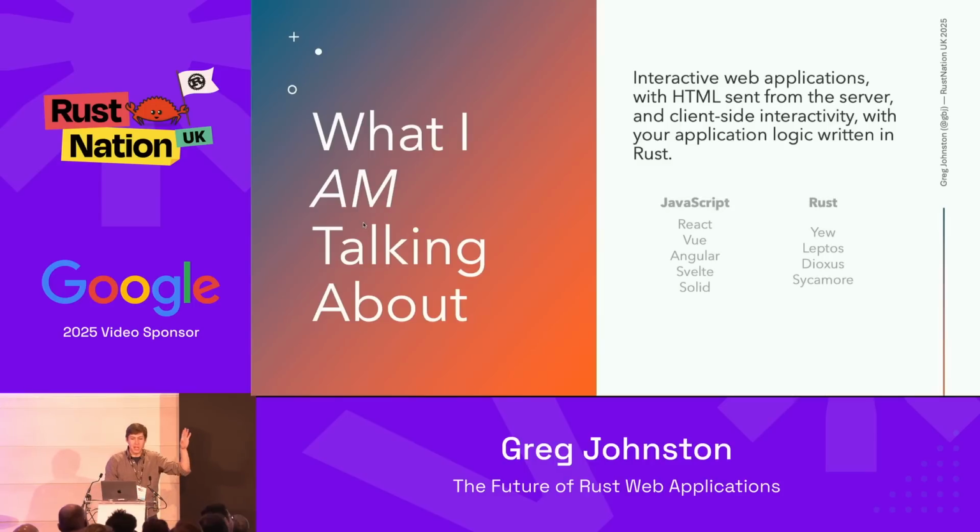So the kinds of things I'm talking about are these JavaScript frameworks, React, Vue, Angular, Svelte, Solid, and the work that I do is in the Rust equivalents to those frameworks. So things like Leptos, Dioxus, Sycamore. If you are here for something else, I will not be offended if you leave. Genuinely, it's okay if this stuff does not float your boat, right?